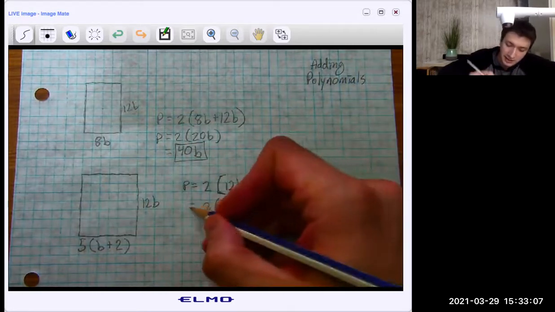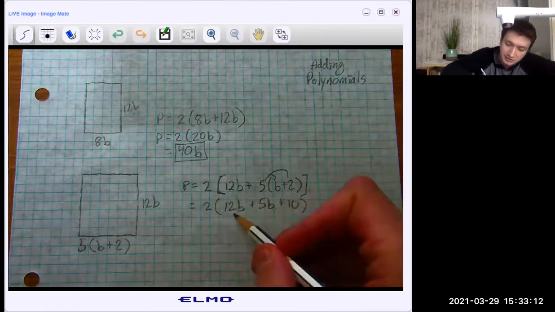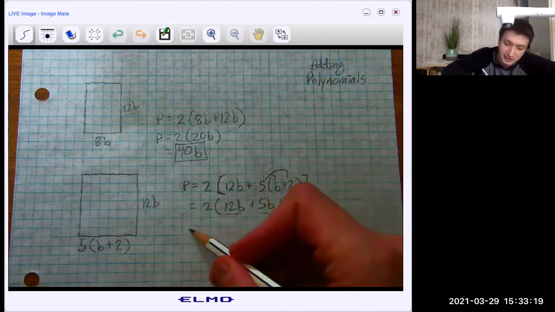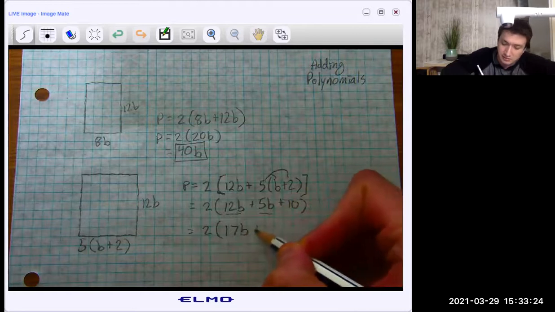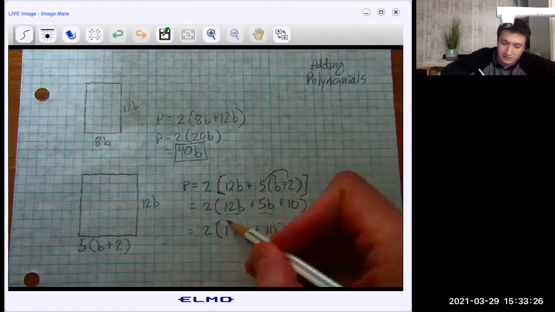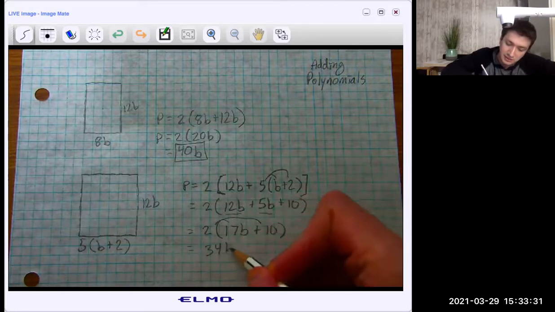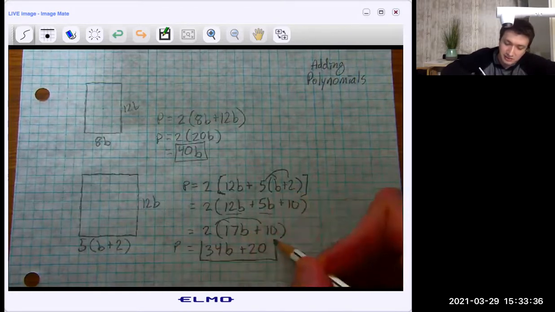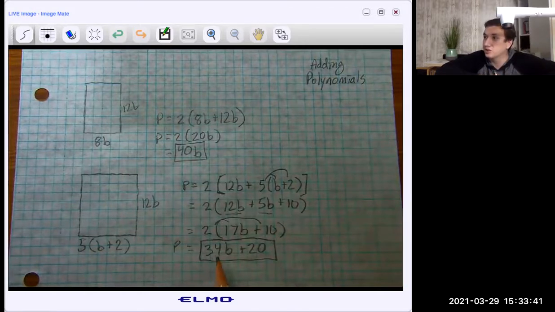Awesome. Now I am going to add together everything in here. Notice I only have these that are like terms. This is something different. This is a constant. So I can't combine that with these. So instead I get 2 parentheses: this would be 17b plus 10. And now I can distribute my 2 to both of those. So I get 34b plus 20. Now interesting, that's as far as I can go on my perimeter here. I'm left with a polynomial. I'm left with a 2-term polynomial.